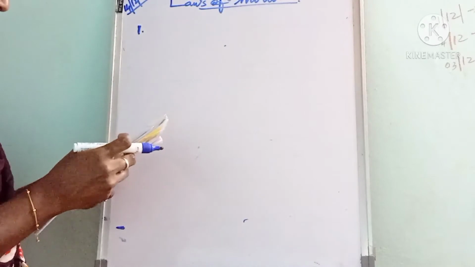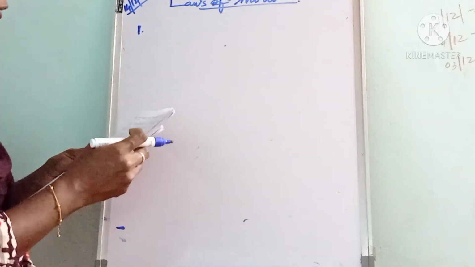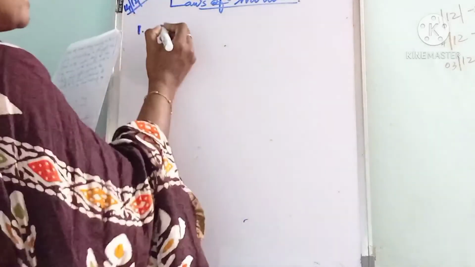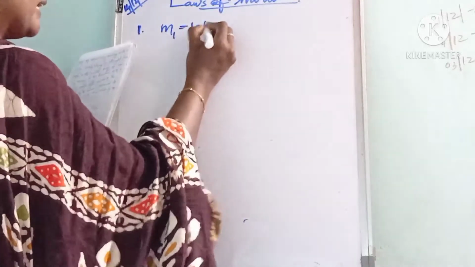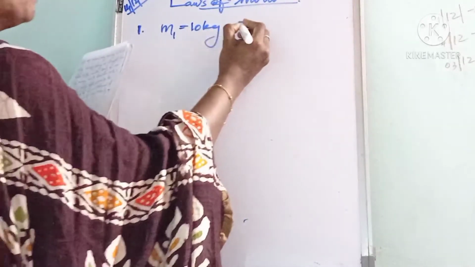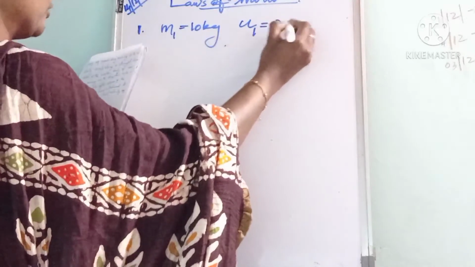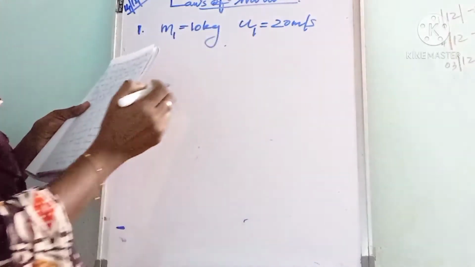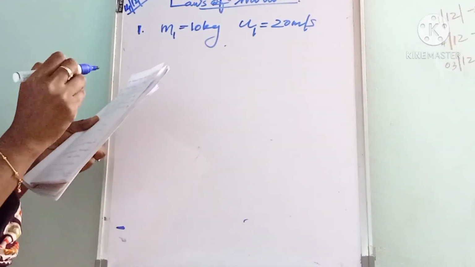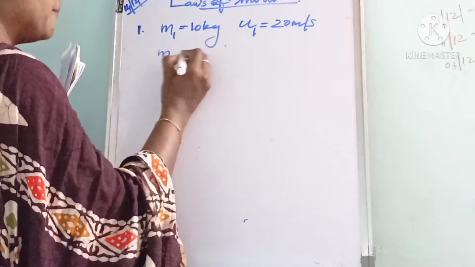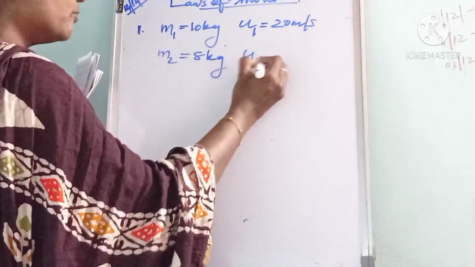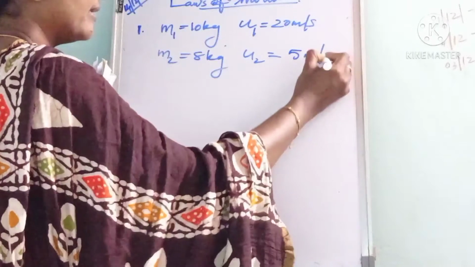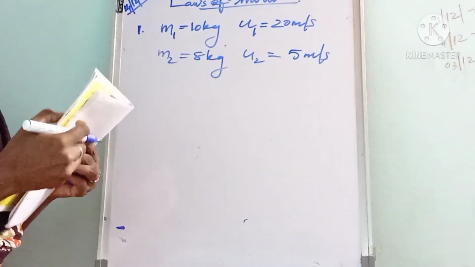A body of mass 10 kg moving with a velocity of 20 meter per second, and this can be taken as the first body. So its mass is taken as m1 is equal to 10 kg and it moves with a velocity that is taken as u1, that is equal to 20 meter per second. Okay, and it moves along a straight line, then collides with another body of mass 8 kg. So m2 can be written as 8 kg and it moves with a velocity of 5 meter per second. Okay, this is the case actually before collision.